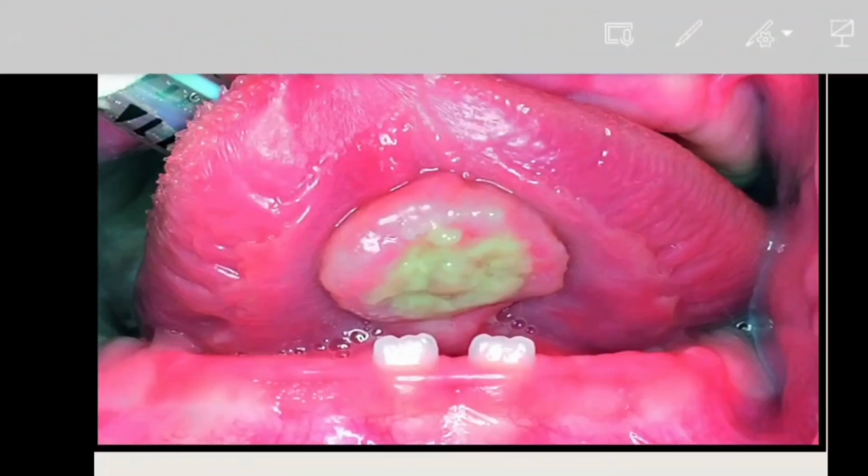This is all you already see. That is, first we have to identify the ulcer. Now look at this location. Is it on the ventral surface of the tongue? If yes, then think about the trauma from the lower anterior teeth.